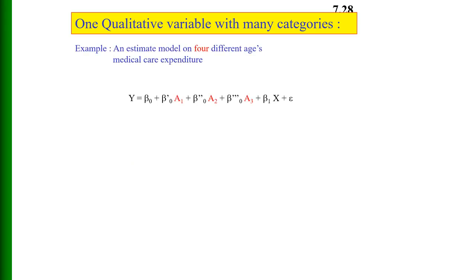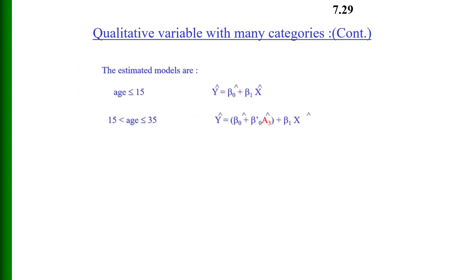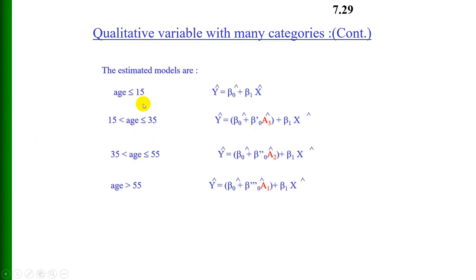One qualitative variable with many categories. Again, this time we have, say for example, 4 categories, but we use 3 dummy variables. And the estimated models are these. For 4 categories, we have 3 dummies. This is the base category, or the control group, or the omitted case, and here A3 hat is a dummy, here A2 hat is the dummy, and here A1 hat is the dummy.